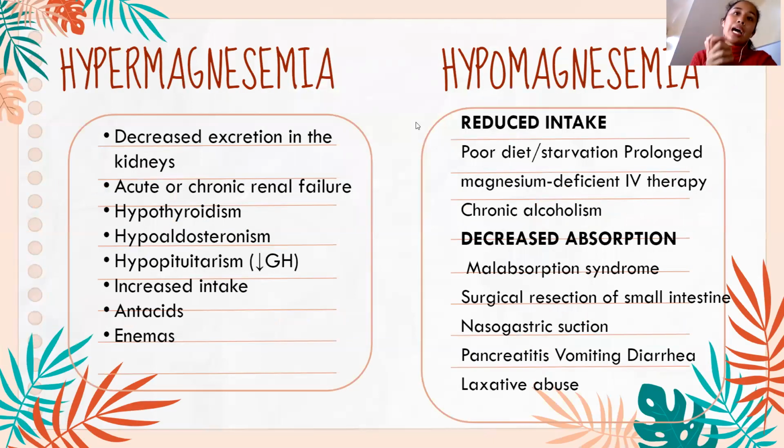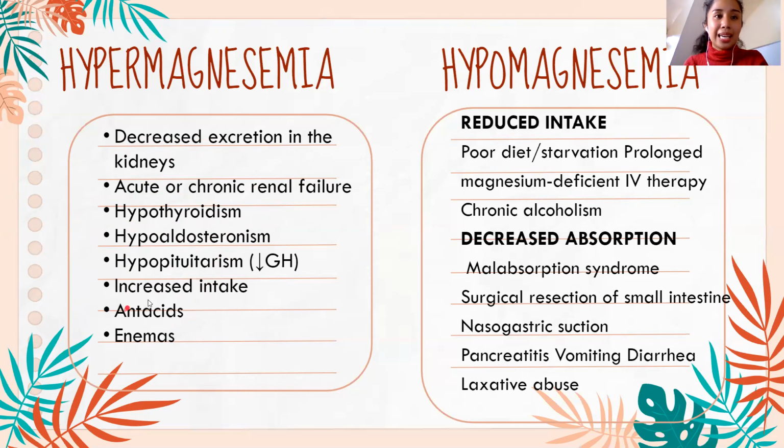Okay. So class, hypermagnesemia and hypomagnesemia. Isn't it that your kidney is very important whether magnesium will be retained inside your body or released in your urine? Usually, class, hypermagnesemia happens when there is decreased excretion by your kidneys in cases of acute or chronic failure. So what else, guys? In cases of hypothyroidism, hypoaldosteronism, hypopituitarism, class, there is increased retention of your magnesium.